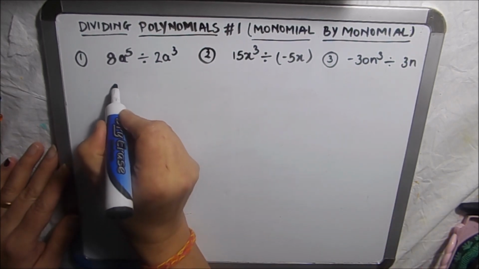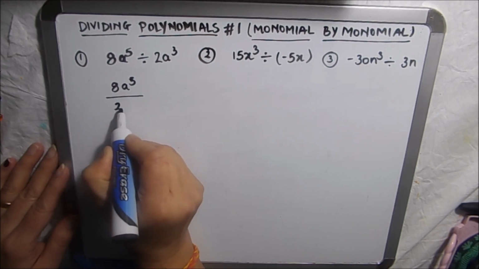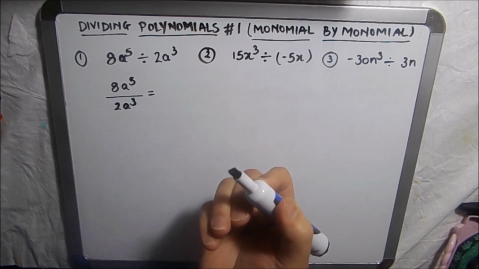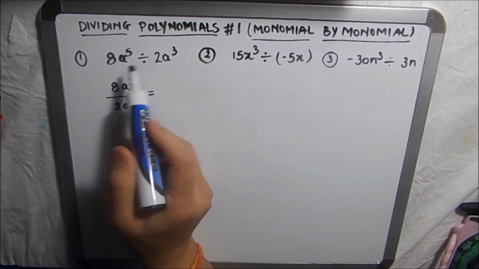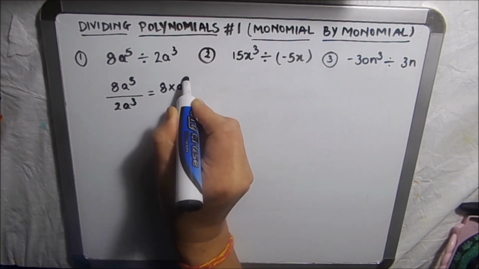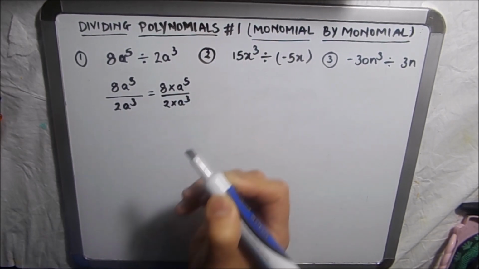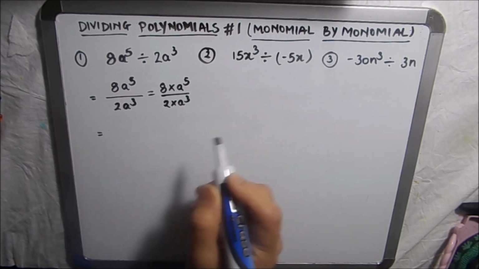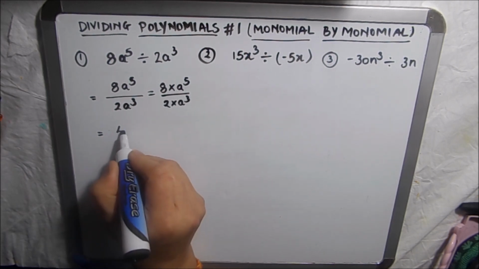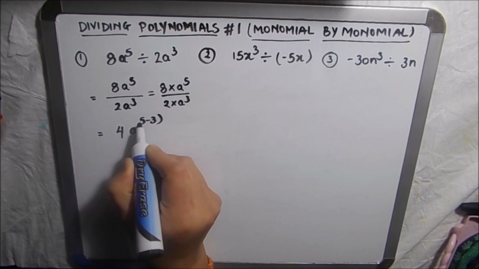So let's get started. Here we have the expression 8a to the power 5 divided by 2a to the power 3. As we reduce fractions, similarly we write the monomials like this: a to the power 5 and 2 times a to the power 3. Now first divide the constant by the constant. So this will be 2 times 1 and 2 times 4. So this is 4 and a to the power 5 minus 3.